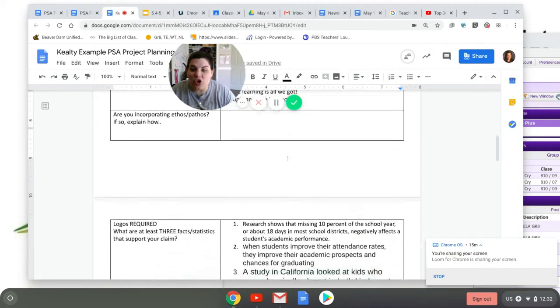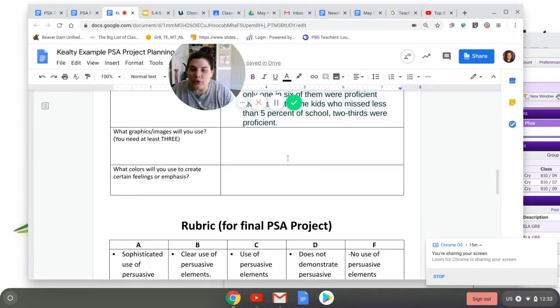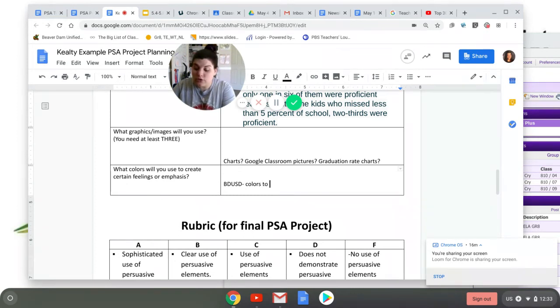I am so funny. What kind of graphics do I think I'm going to use? I don't know. Probably like some charts and stuff. I'll come back to that. Charts, maybe some Google Classroom pictures, maybe some like graduation rate charts or graphs, right? I'm going to think about that. What colors will you use to create certain feelings or an emphasis? Well, since we're at BDUSD, I would use the BDUSD colors to signify school, right?